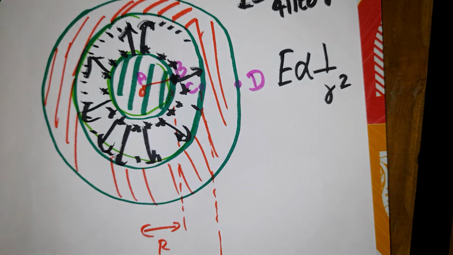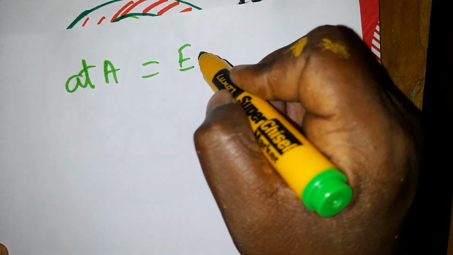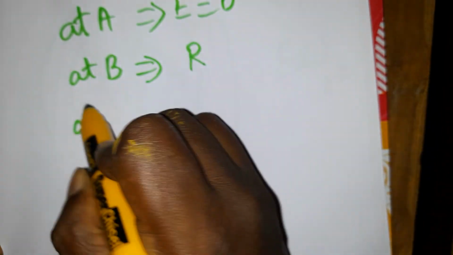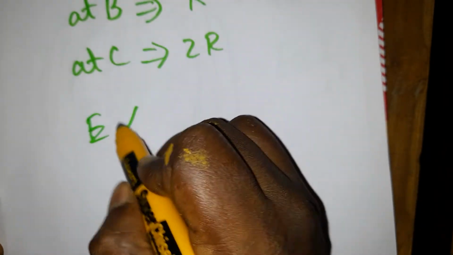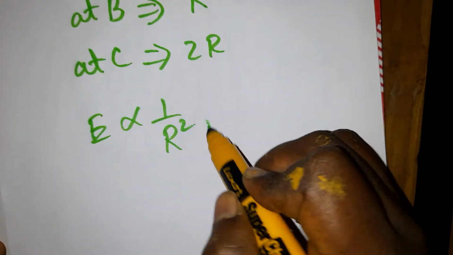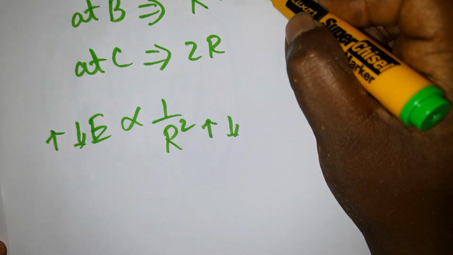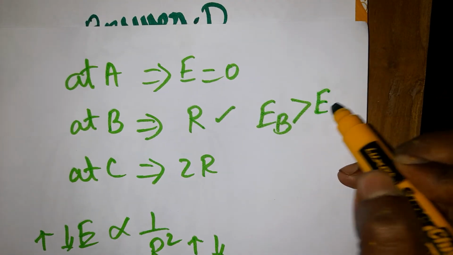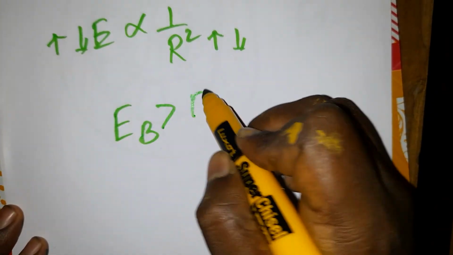Inside the conductor the electric field will be 0. At point A there is no electric field, because inside the conductor the electric field is 0. At point B the radius is called R. At point C the radius is called 2R. See here, electric field is inversely proportional to R square. More R means less electric field, less R means more electric field. So the electric field at B is greater than the electric field at C, because B has the smaller radius.